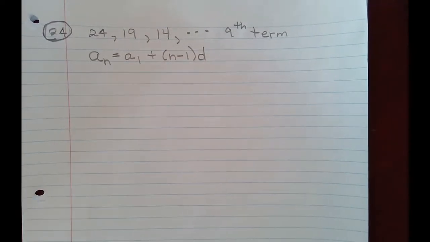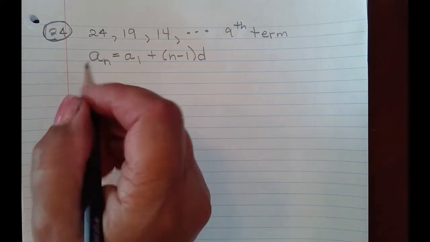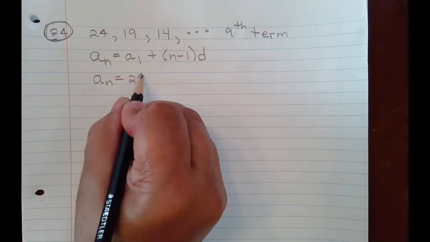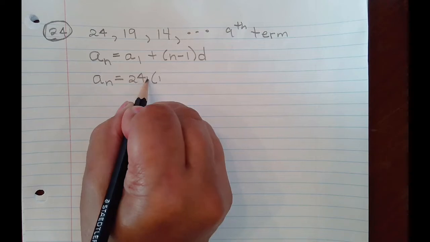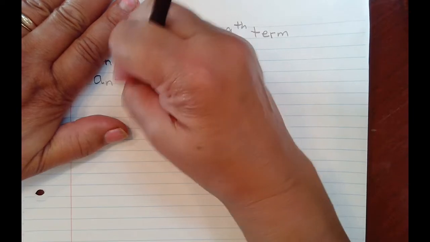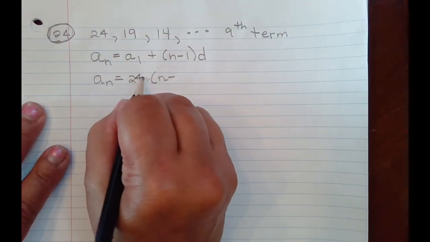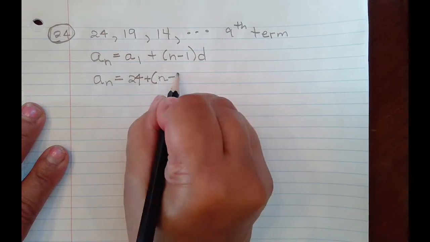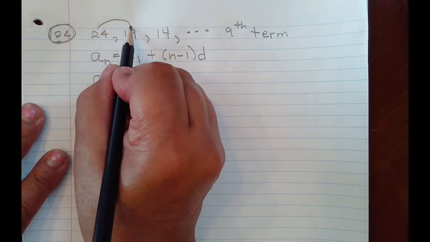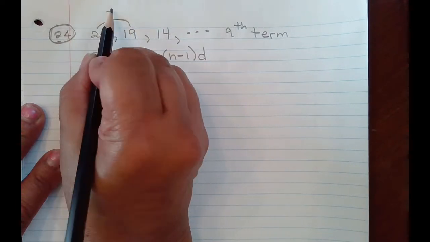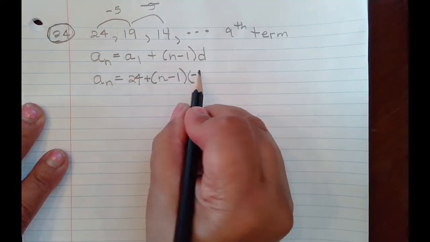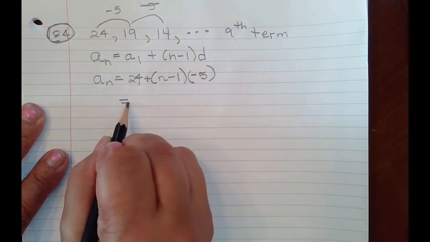This one's pretty easy because you can see everything just in the sequence. The nth term is equal to the first term, which is that 24, plus n minus 1 times the common difference. The common difference from here to here, if you wanted to get from 24 to 19, you'd have to subtract 5. You want to get from 19 to 14, you subtract 5. So that common difference is negative 5.